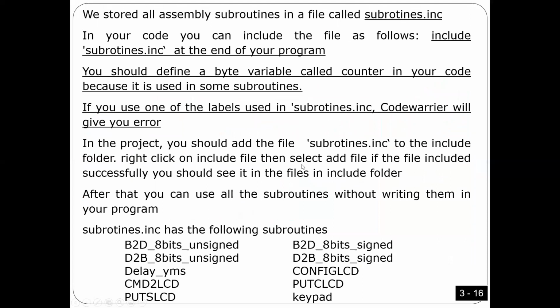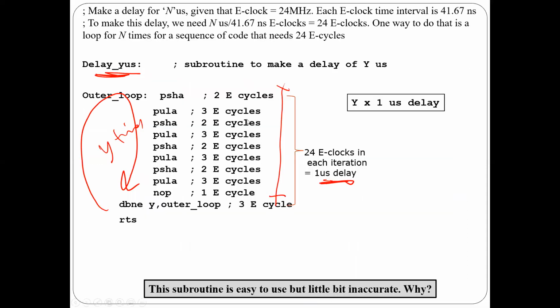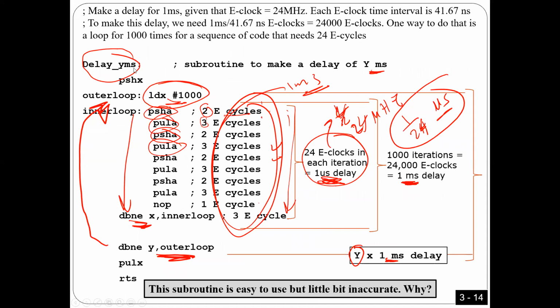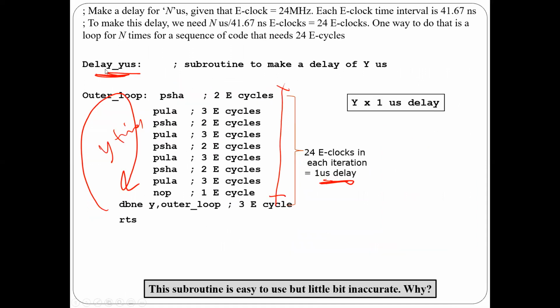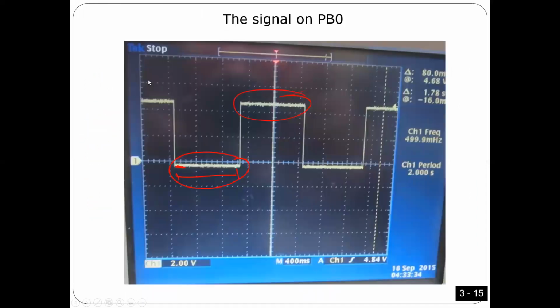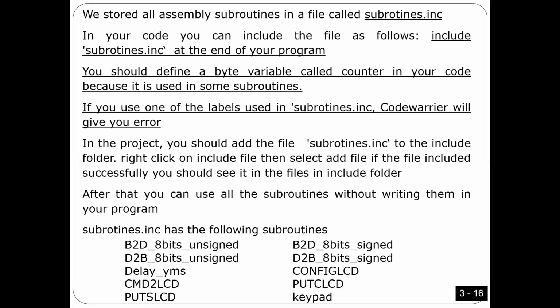Okay. Now, this is a very important thing, guys. In this chapter and next chapter, we have a number of subroutines written in assembly. I already explained 2 of these subroutines: delay y millisecond and delay y microsecond. We have more subroutines. In order to make programming easy, what I did, I collected all these subroutines. I put them in a file.